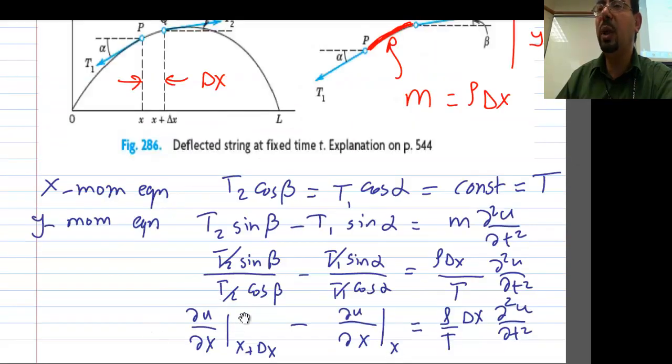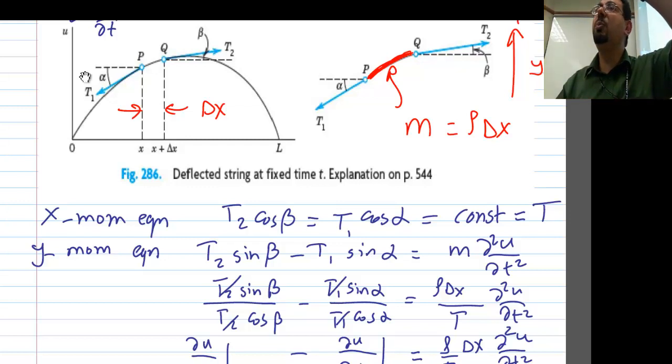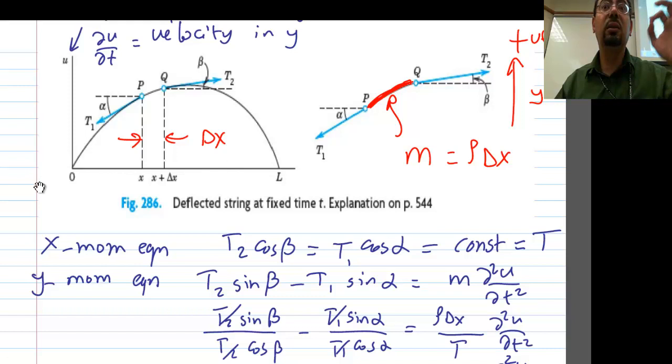So basically what you will end up with here is sine beta over cosine beta, which is tan beta, minus sine alpha over cosine alpha, that's tan alpha, equal to mass times the second order derivative. What is the slope of that thing? Sine beta. That's the tangent to the line. The tangent of the line is actually partial u partial x. If this is u at a certain moment in time, that's the displacement.